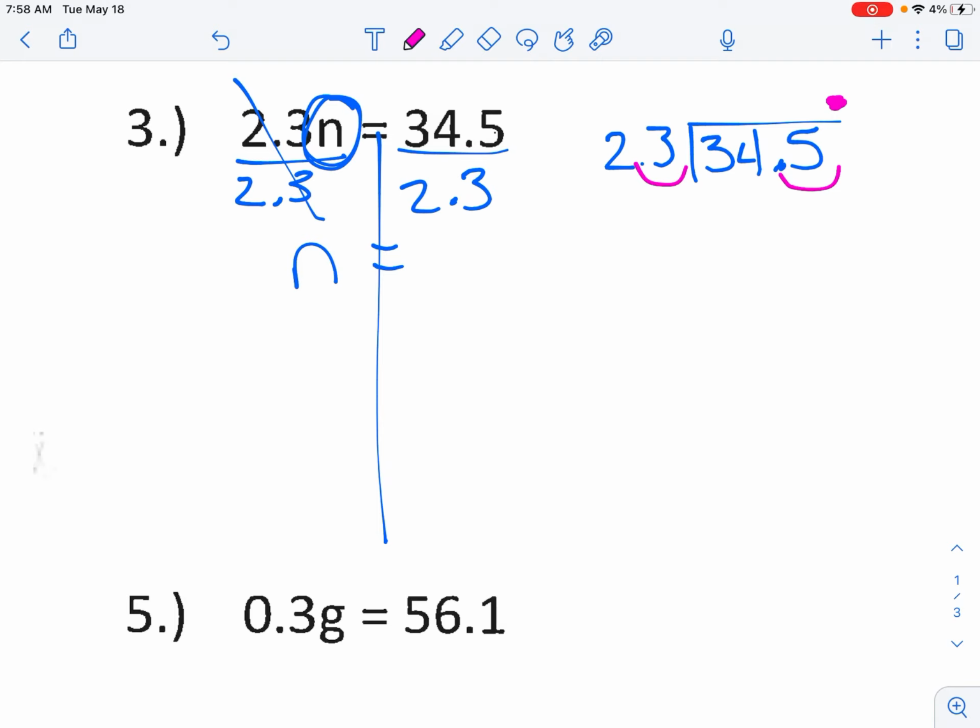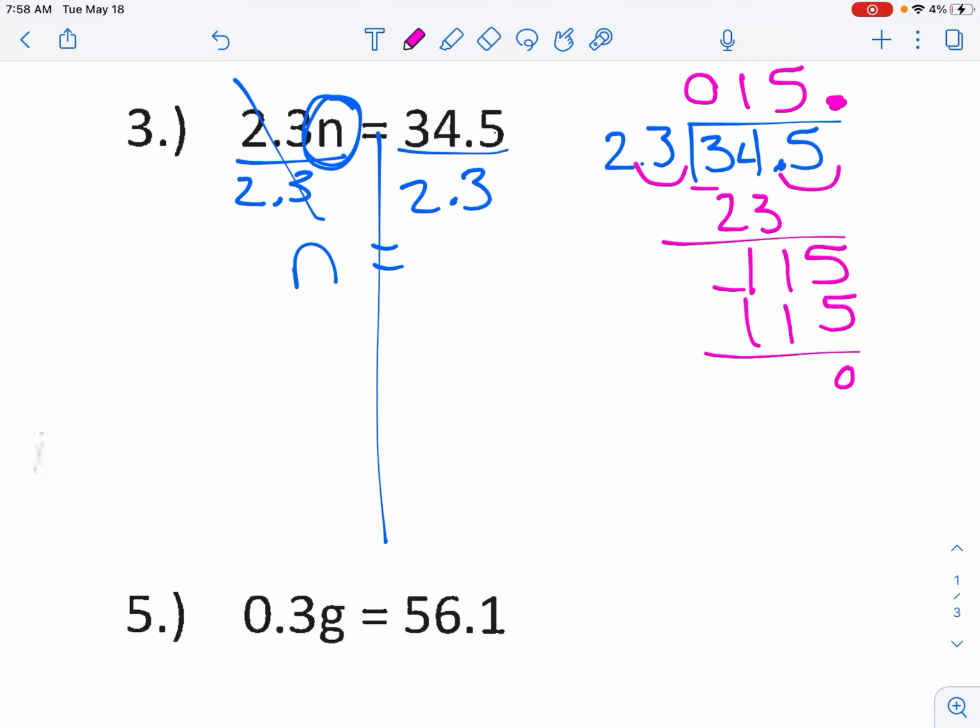So 23 can't go into 3. 23 goes into 34 once. And 23 times 5 is 115. So n equals 15.